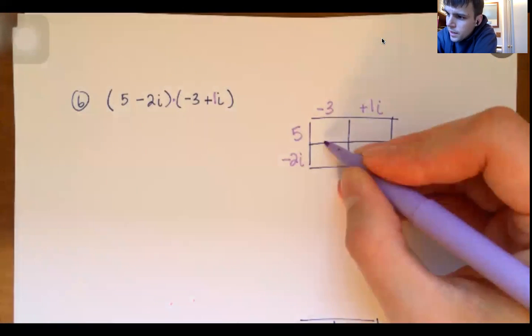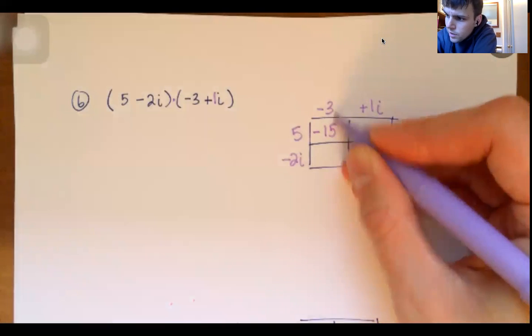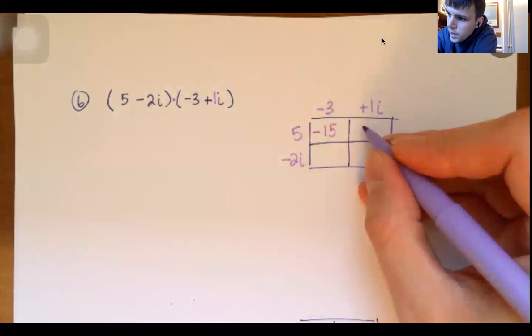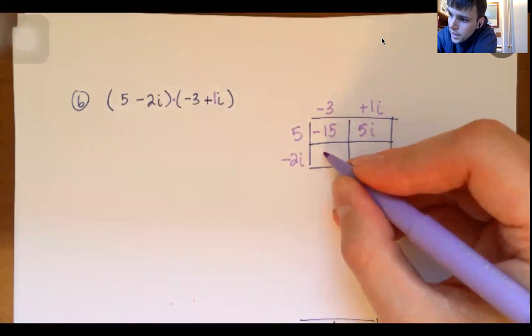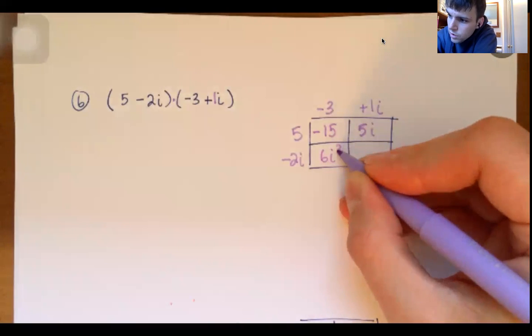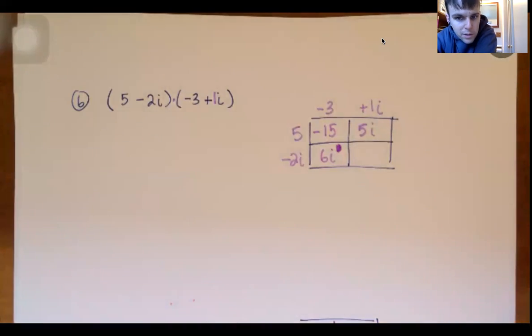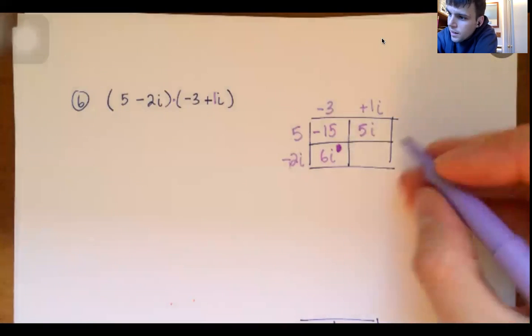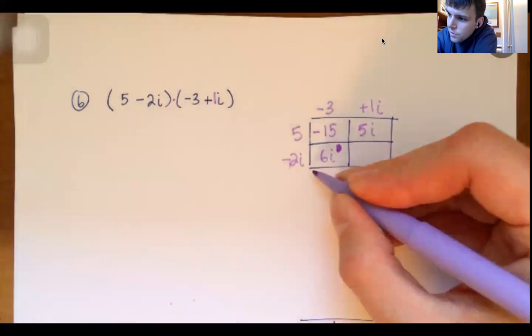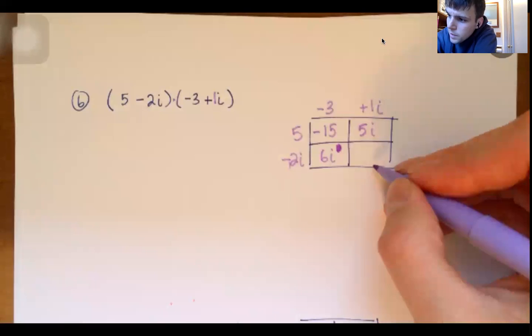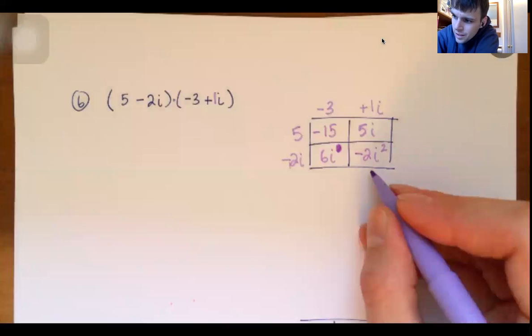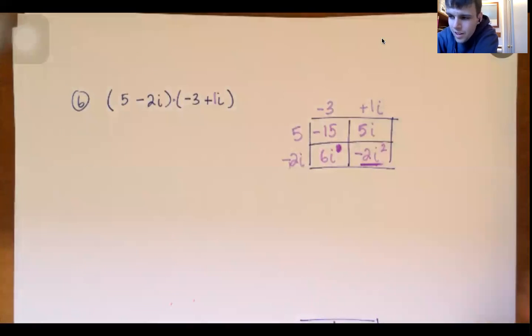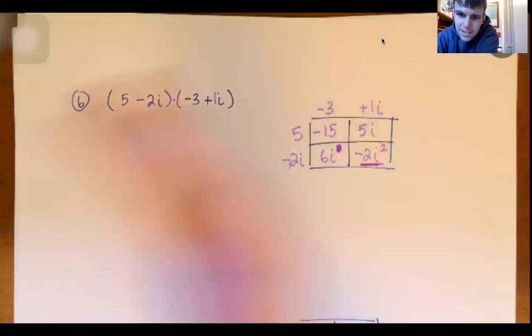All right. So we're going to multiply. We get negative 15 here, 5 times 3. 5 times 1i is 5i. Negative 3 times negative 2i is positive 6i. Oh, no, silly me. I almost put an exponent there. I only have 1i. All right, here's where I'm going to get an exponent. Negative 2i times 1i is going to be negative 2i squared. Now we know that's not quite good enough, but I'm going to go ahead and take my answer out of the box first, and then I'll sort of deal with that.